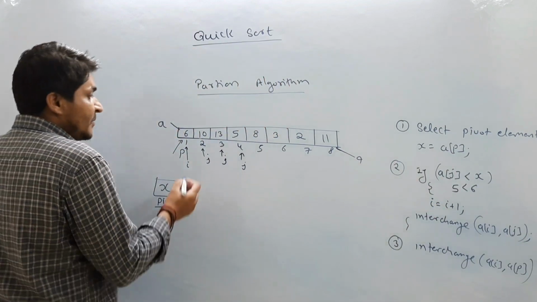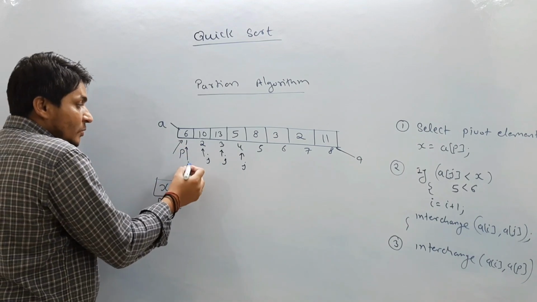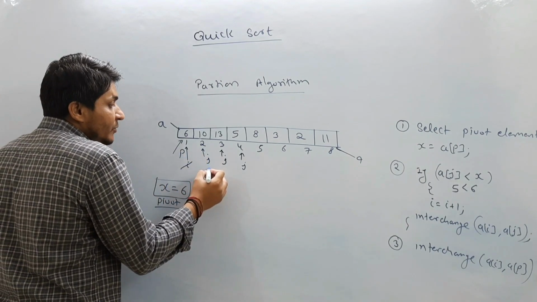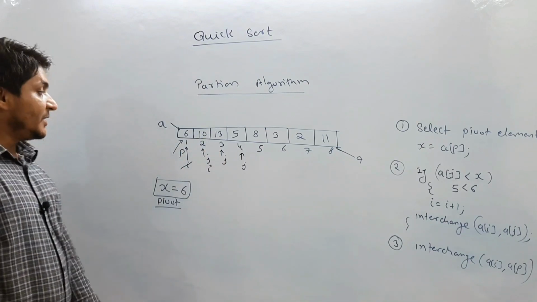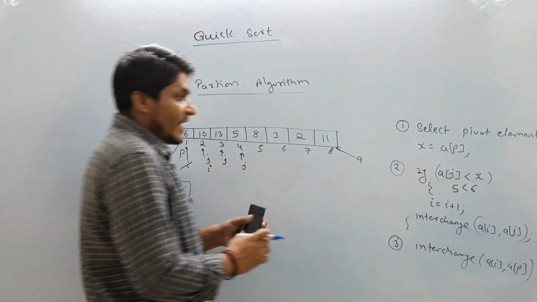So let us increment. I is pointing to the first element now. If I increment, it will start pointing to the second element. I have incremented the value of I. Now I is pointing to the location 2.